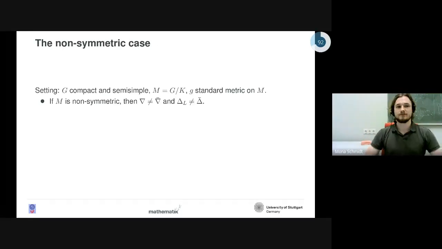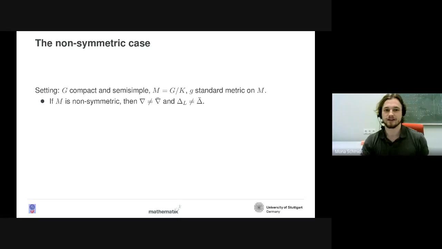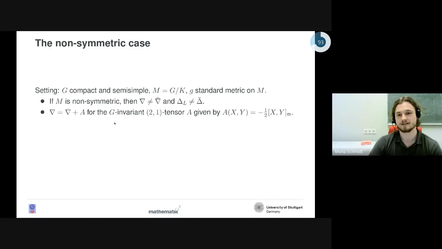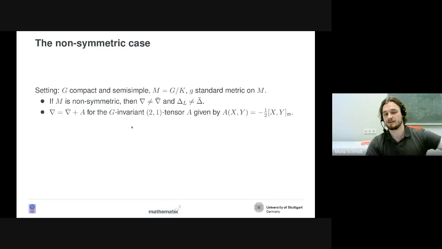Okay, how do we approach the non-symmetric case? In the non-symmetric case, we know that this Ambrose-Singer connection has torsion, so it does not coincide with the Levi-Civita connection, and consequently, these two Laplacians do not coincide. So what do we do? We can write the difference between these two connections explicitly. We can write nabla equals bar nabla plus A, where this A is some invariant tensor, and we can write it at the base point like this. So it's proportional to the torsion of nabla bar.